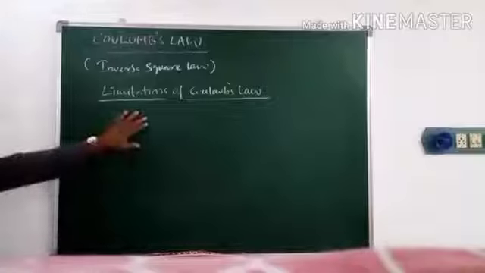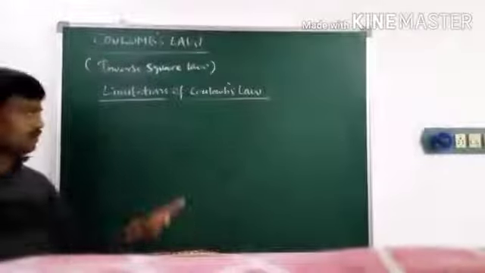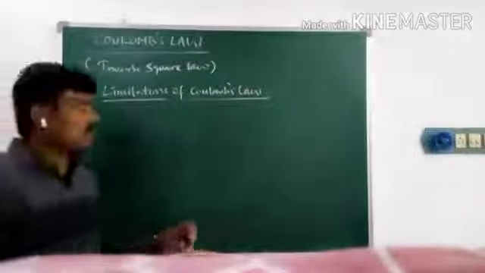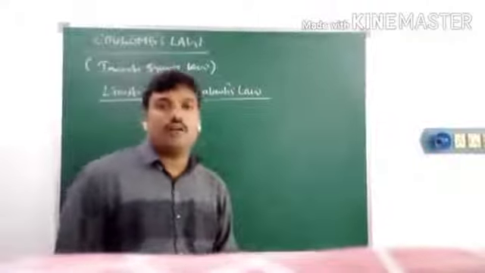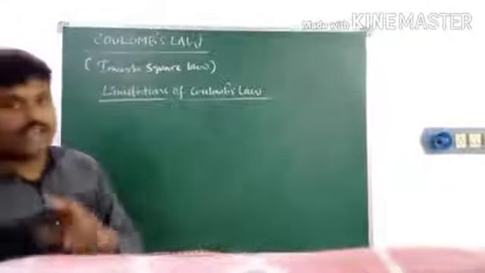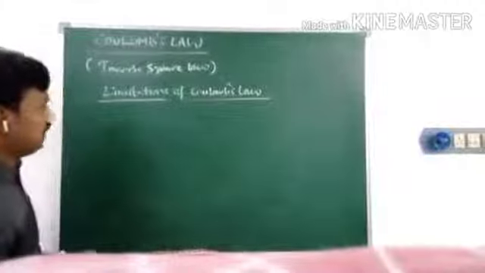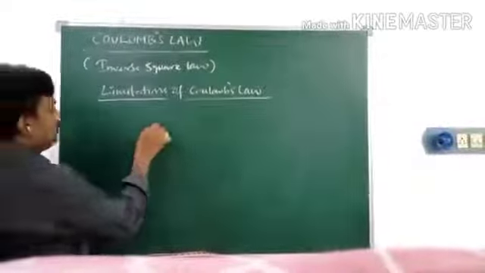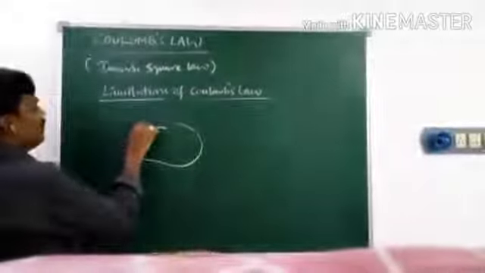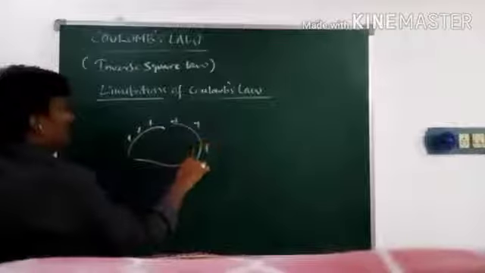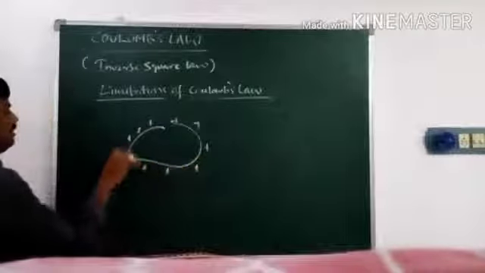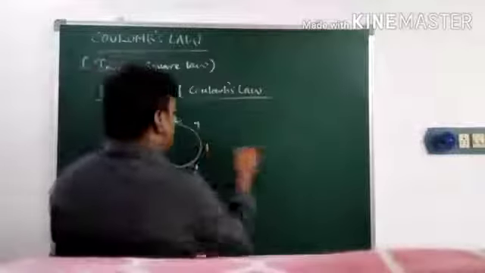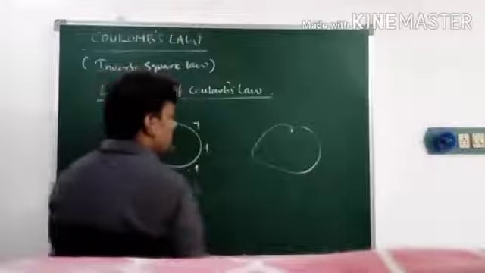We go with the limitations of Coulomb's law. So here there are two limitations for Coulomb's law. The first limitation is we can apply Coulomb's law only for point charges. Why? Because if they are not point charges, suppose here the charge is being distributed on a body, and now if you want to find out the force between a similar body like this, let us go with another body here.